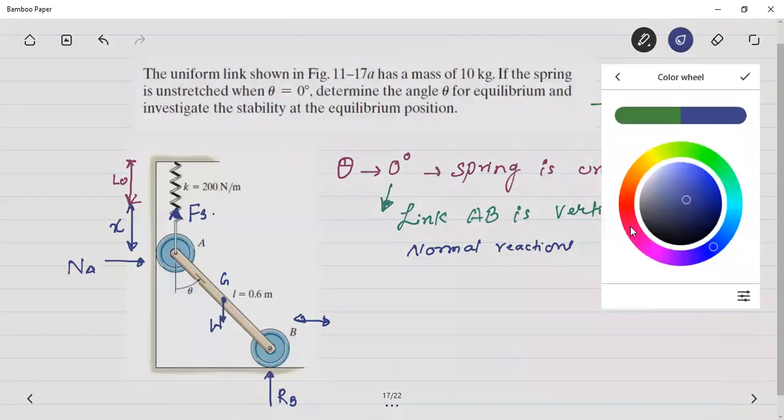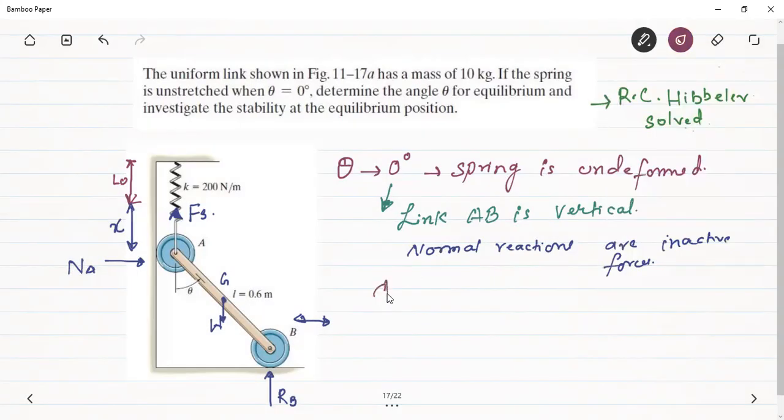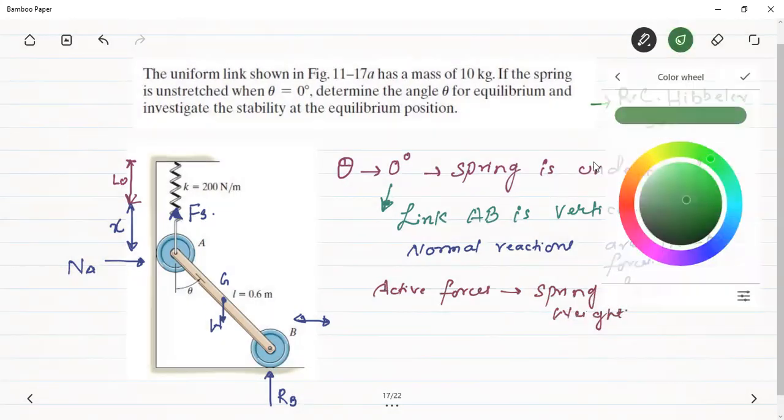Whereas in this case, the active forces are the spring force and the weight. So both of these forces are also conservative forces.